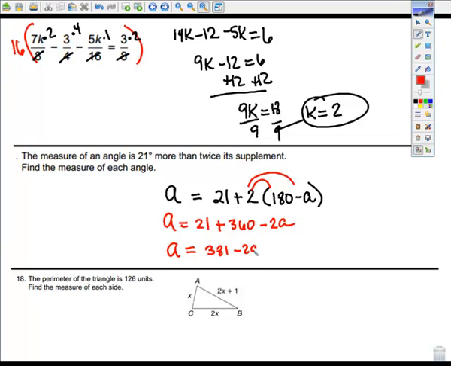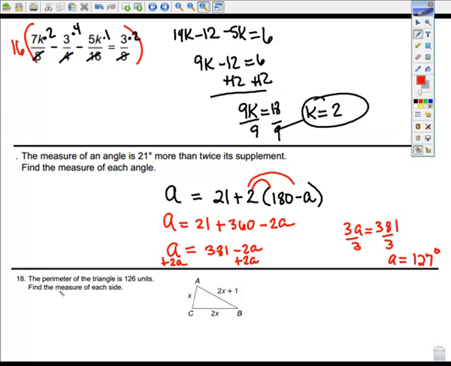381 minus 2a. And I want to bring the a's to the same side, so I'm going to add 2a to both sides. I end up with a plus 2a is 3a equals 381. And now I divide by 3. And a equals 381 divided by 3, 127. So the angle is 127. It's 21 more than twice its supplement.